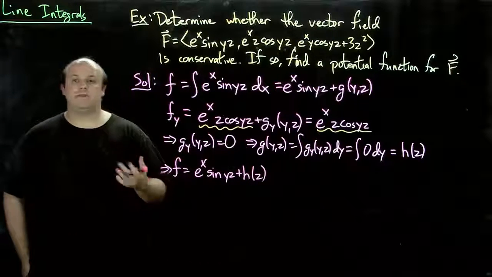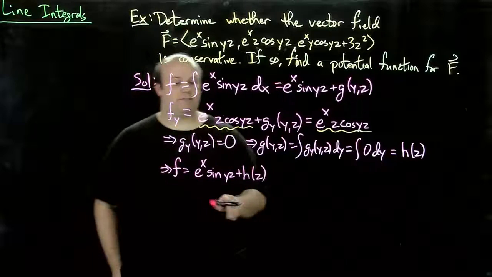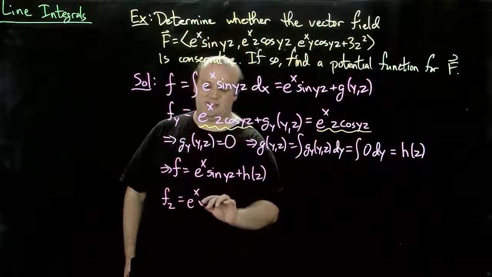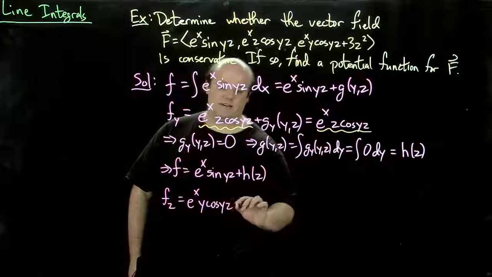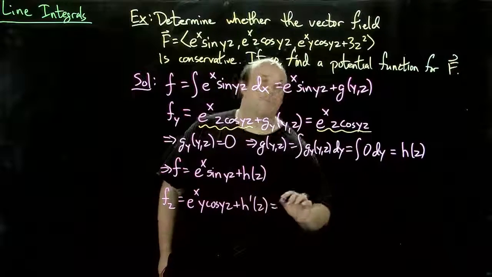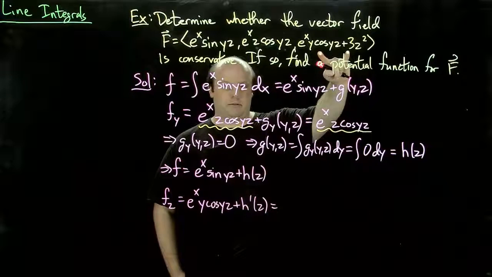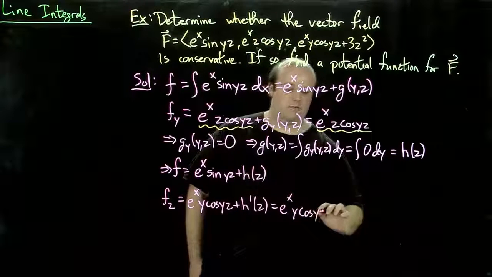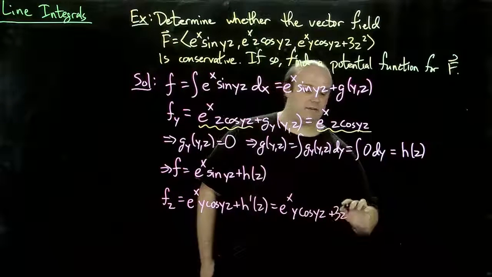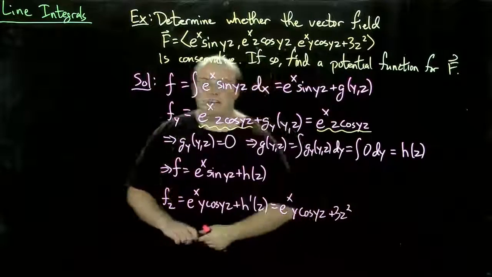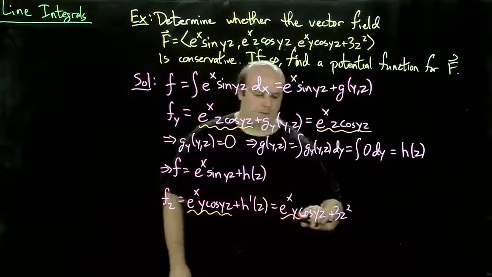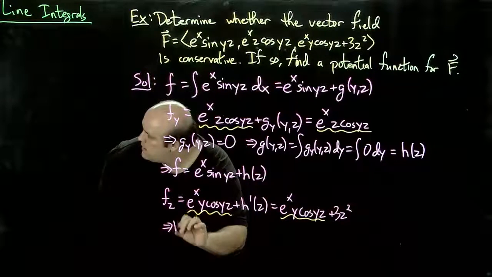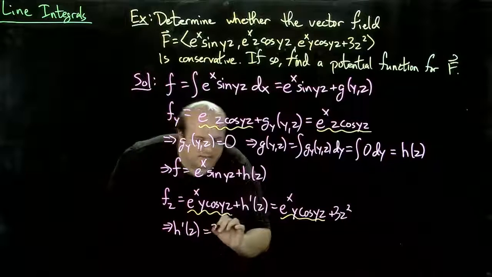All right? And now we just repeat this one more time, because we know that f sub z, which is e to the x y cosine of yz plus h prime of z, had better be equal to this third component here, which is e to the x y cosine yz plus 3z squared. And again, comparing components shows us that h prime of z is 3z squared.